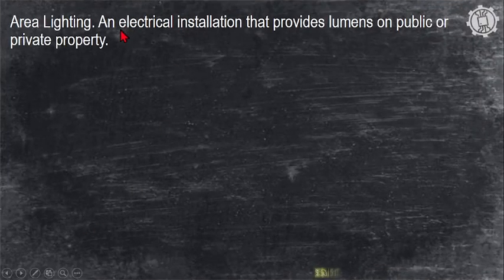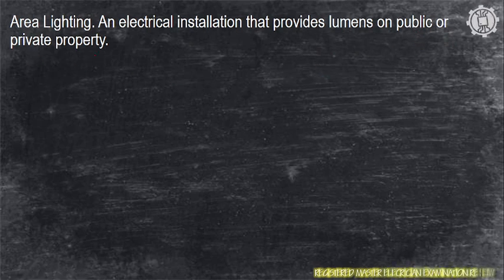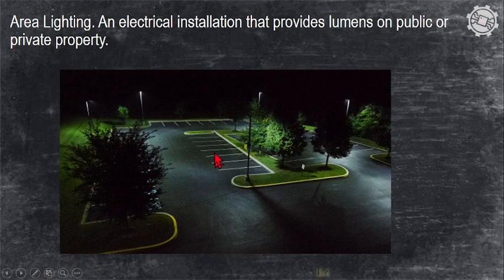Then area lighting, no? Lighting and electrical installation that provides lumens on public or private property. So parang social lang pagkasabi nito sa political code, but in reality, ito yung tinatawag nating street lights, no? So example for this one is yung mga park lights natin. So that is what we call area lighting. The question is if that is included in Part 1 or Part 2.